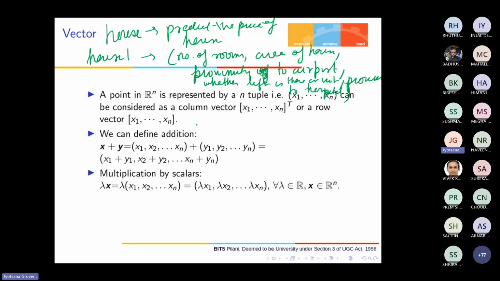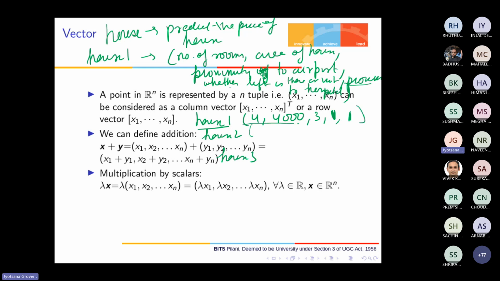Okay, so house 1. Suppose you visit one house, then a second house, then a third house. House 1: number of rooms is, suppose, 4. Area of house is say 4,000 units. You can assume proximity to airport is 3 kilometers. Is a lift there or not? Yes, 1 or 0, I'm representing it as binary. If the lift is there, 1, otherwise 0. Then proximity to hospital. Suppose yes. Okay, then house 2 is there.